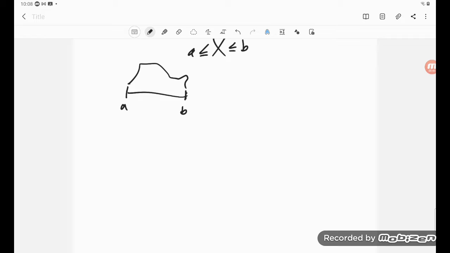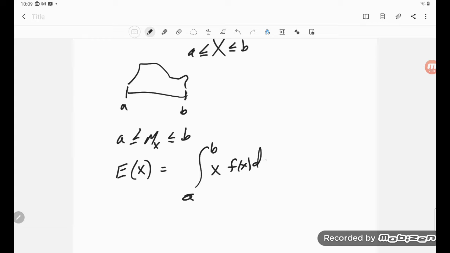Okay, so what we want to show is that the mean of X is between A and B. So that's what you want to do there. And well, what do we know? Well, we know the mean of X is just E of X. And so we have an integral from, well, A to B, I guess. We could do minus infinity to infinity, but I think in this case it'd be better to do A to B, X times f of X.